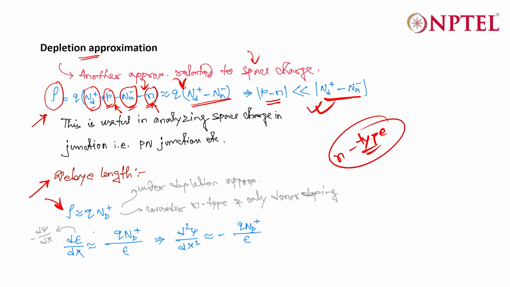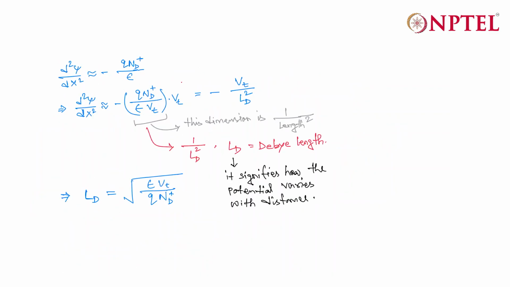Now, if you write the Gauss law for 1D condition, then del E by del x will be approximately equal to Q Nd plus divided by epsilon. That is the one-dimensional consideration. Now let us replace E with minus d psi by dx, which we already explained in our previous lecture. So the equation will become d squared psi divided by dx squared is approximately equal to minus Q Nd plus by epsilon. This is the equation that you will get.